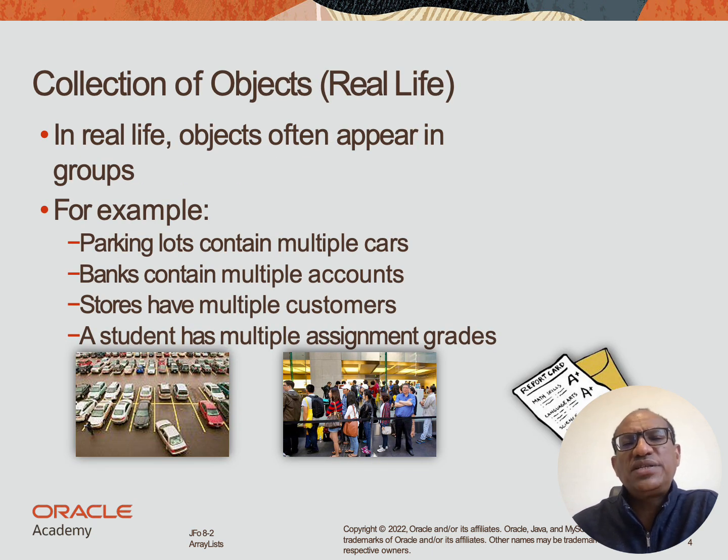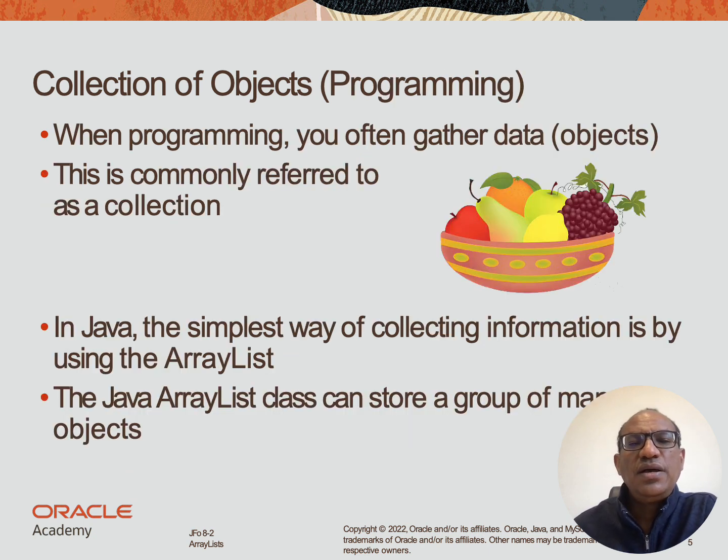In real life, objects come in groups: cars in a parking lot, accounts in a bank, students in a class. In Java, we deal with groups of data the same way, and that's where collections come in. Collections let you manage groups of data, especially objects. One of the simplest and most commonly used collection types in Java is the ArrayList. It's like an array, but with superpowers.